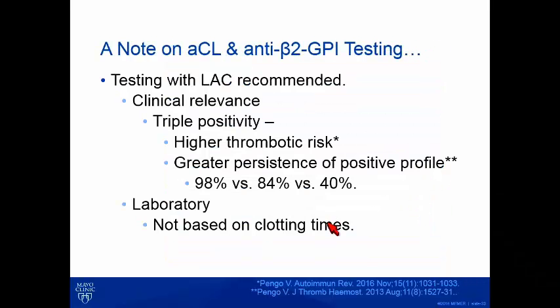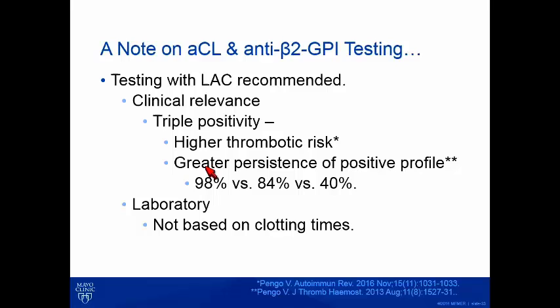Okay. So I just wanted to make one note on, though I talked about lupus anticoagulant, the other antiphospholipid antibodies, anticardiolipin and anti-beta-2 glycoprotein 1 testing. It's recommended that these be tested along with lupus anticoagulant. There's clinical relevance to this in that in patients who are positive for all three, there's an argument of a higher thrombotic risk in these patients. And actually, in patients who are triple positive, there's a greater persistence of that positive profile.